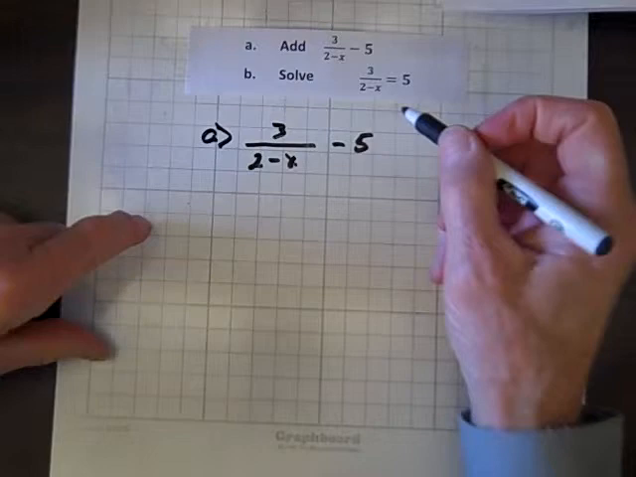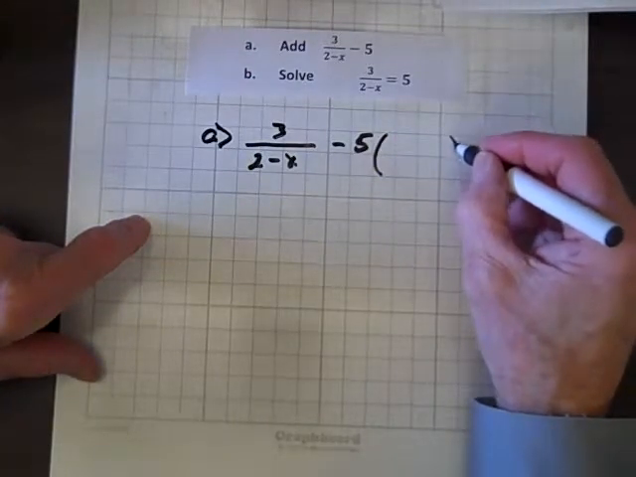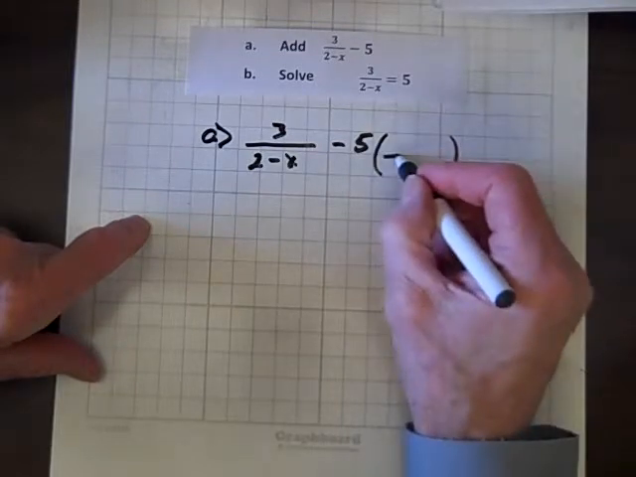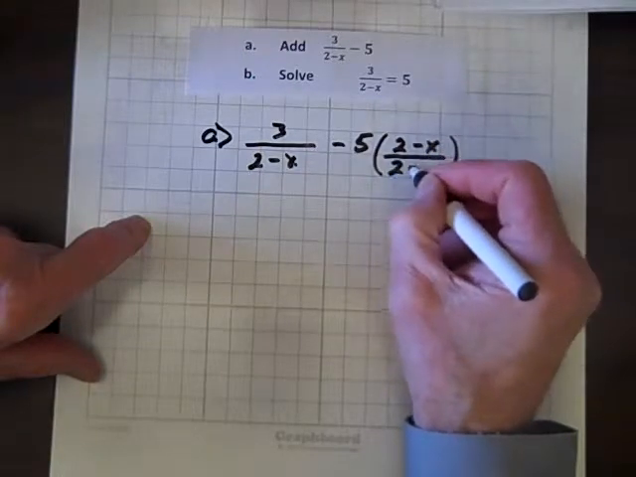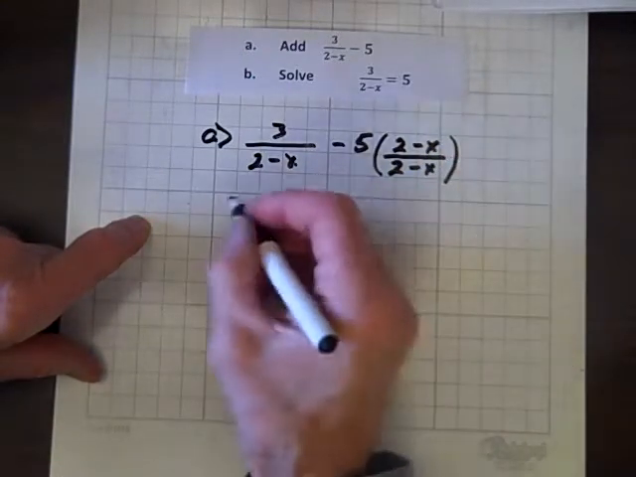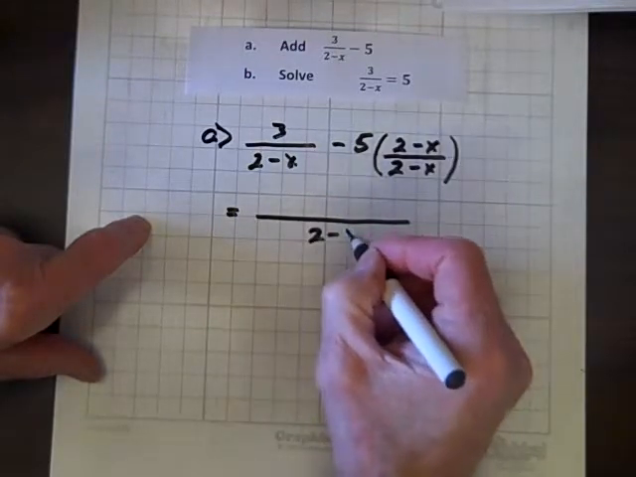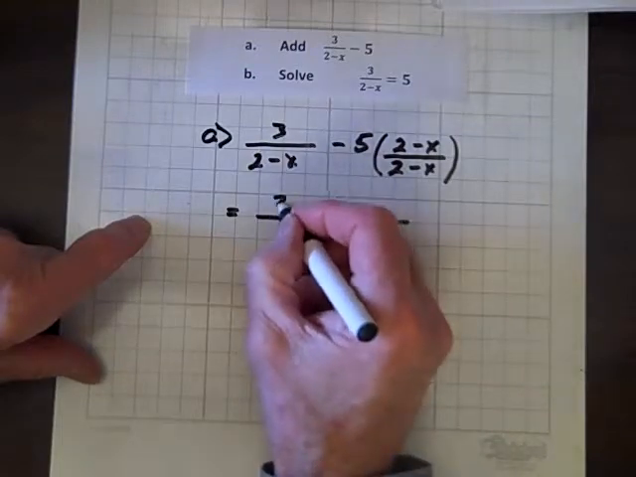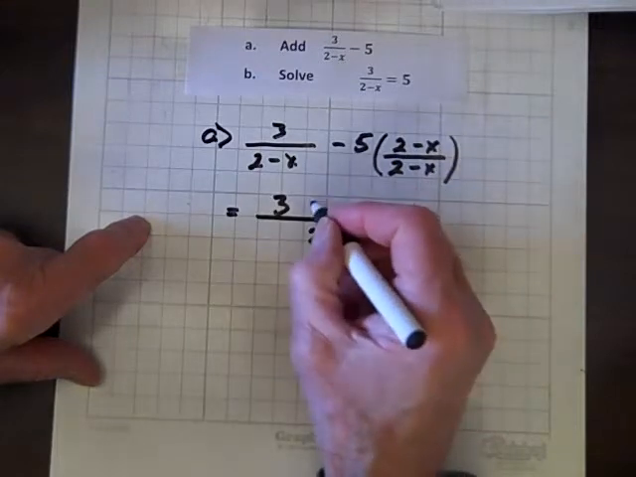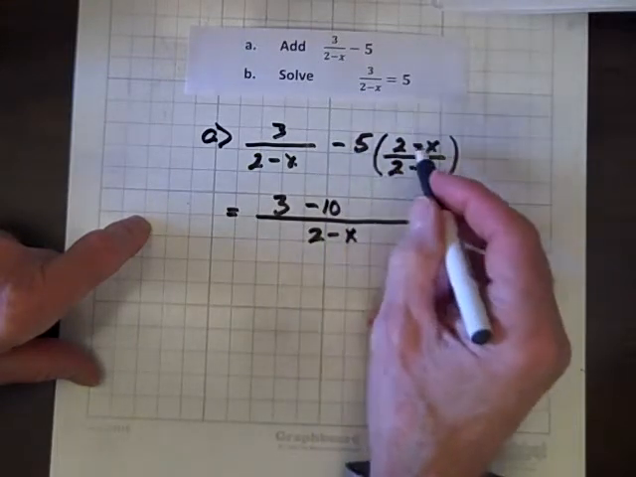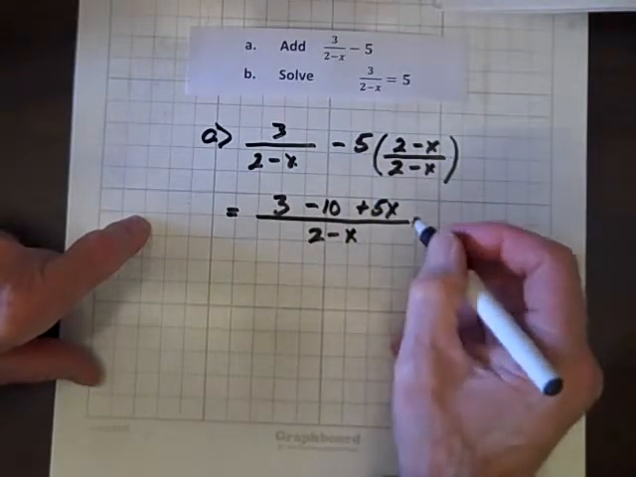And to get that, we'll multiply -5 by 1 in the form of our choice, and our choice will be 2 minus x over 2 minus x. Now we have that common denominator, and so this equals, and 2 minus x downstairs, and there's our 3. Now we'll distribute that -5, and -5 times 2 is -10, and -5 times -x is plus 5x.